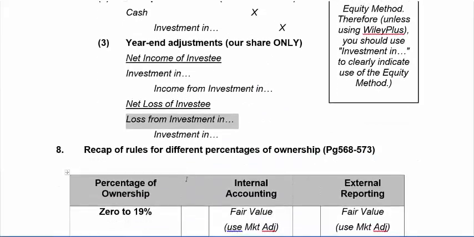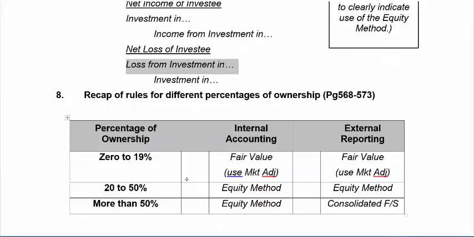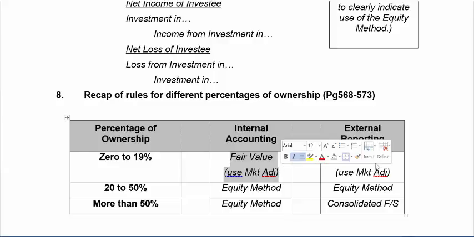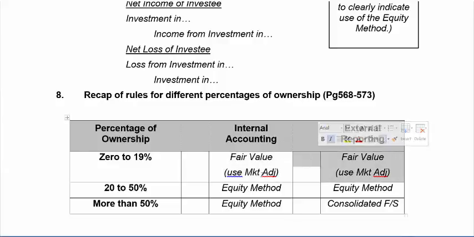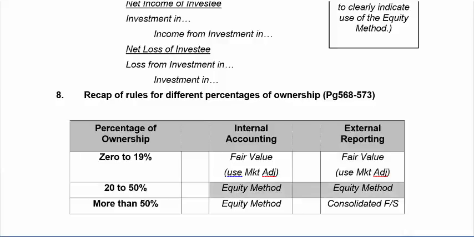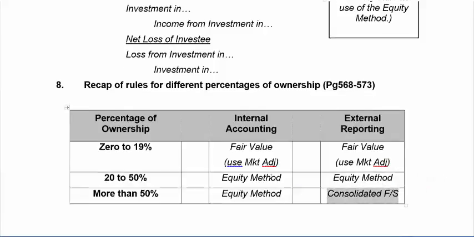So here's a recap of what you do accounting wise for all these different percentages of ownership. If you own up to 19% theoretically of a company's stock, for internal purposes you'll use fair market value and do the market adjustment at year end. Same thing for external reporting. But once you hit 20%, you need to use the equity method for both internal accounting and for external reporting. And when you hit more than 50%, then you use the equity method for internal accounting, but you'll have to do what's called consolidated financial statements for external reporting.